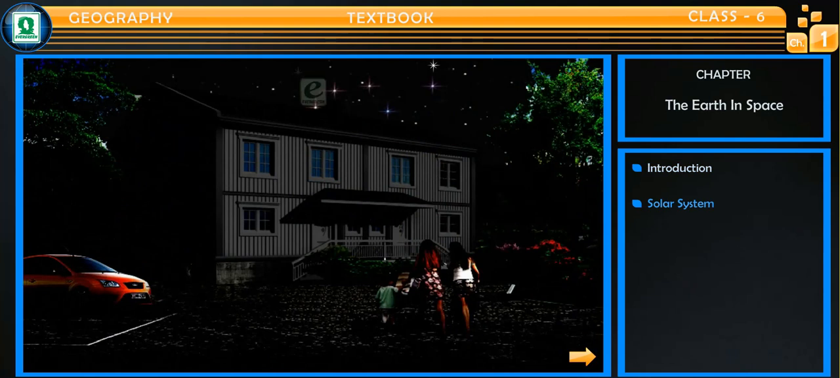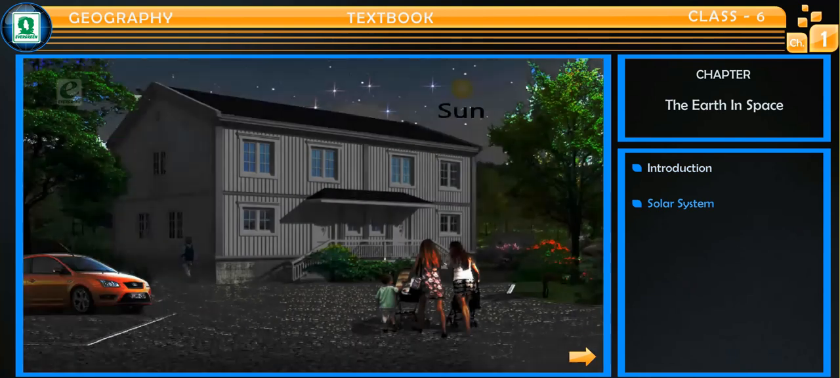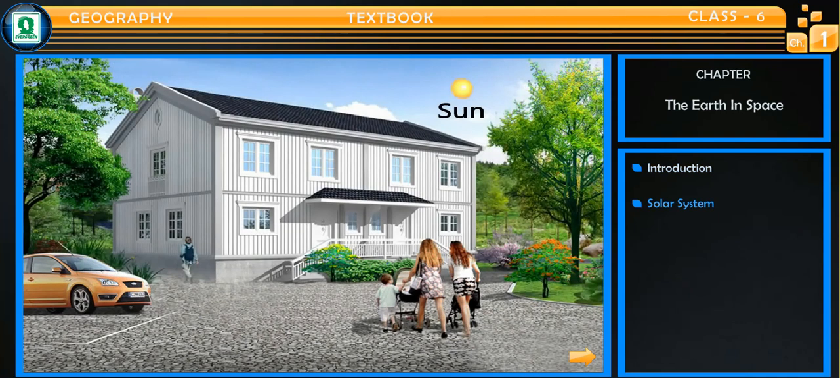Do you know which is the closest star to us? Yes, it is the Sun, our star which gives off light all the time.